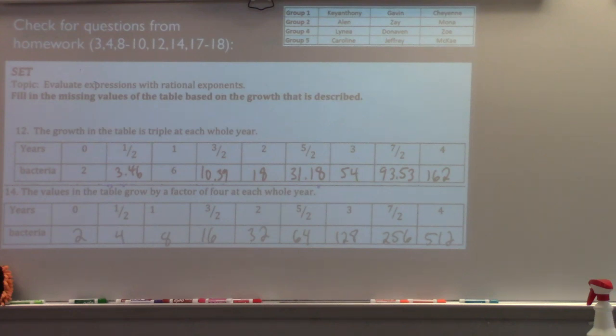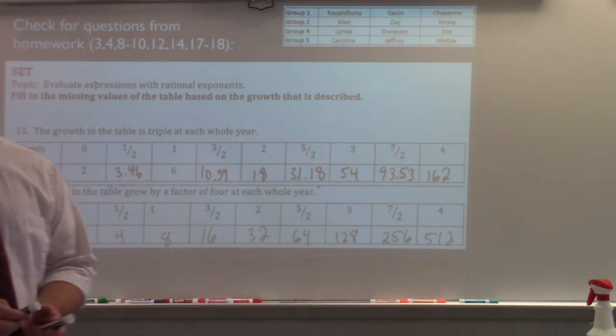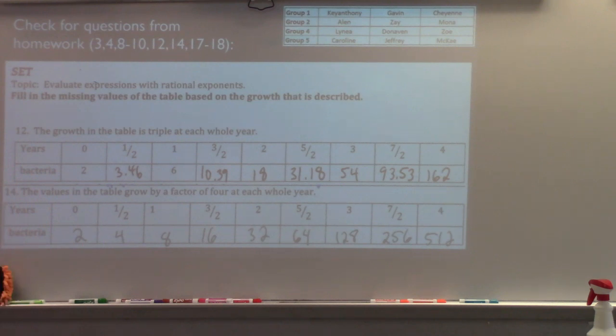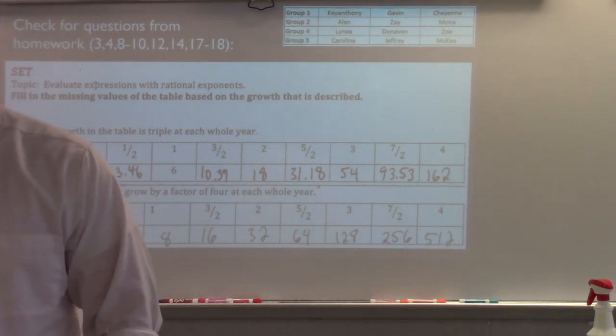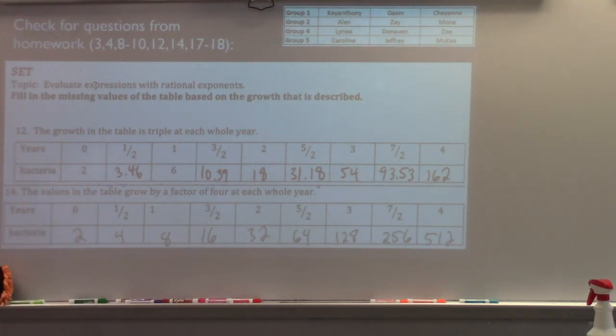Which numbers do they give us for number 14? Where's your 2.4? How are you getting the notes on this if you don't even have 2.4 out? They don't give us any numbers before time. None at all? Well, I mean, on years, but on the bacteria, no. Okay. Oh, that's because it started at 2, I think, for all the bacteria. So every year it's multiplying by a factor of 4. So 2, 8, 32, 128.